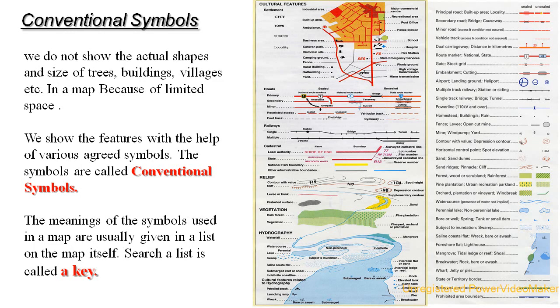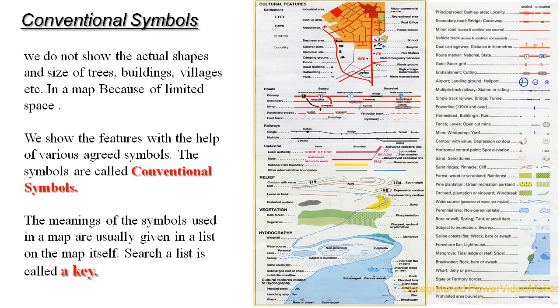Next topic which we are going to discuss is conventional symbols. We do not show the actual shape and the size of a tree, building, village, etc. in a map because of the limited space. In a map, we are not able to draw a tree. It is not possible to draw the real image of a building in a map.